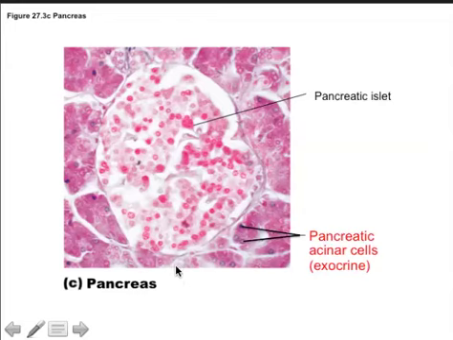But the thing to look for in pancreatic tissue is always to look for these islets, because that'll be a dead giveaway. And they're surrounded by these acinar cells. And what the acinar cells produce are the enzymes that populate the pancreatic juice, the pancreatic lipase, the pancreatic amylase, and of course the pancreatic proteases that we talked about earlier as well.